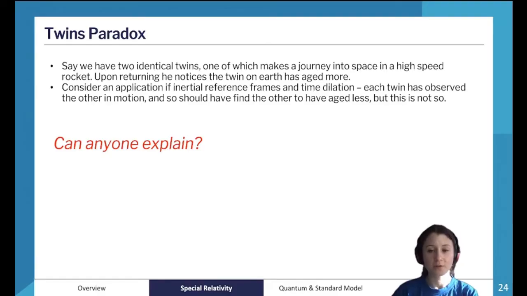Go back to the first few slides that we went through. What was a necessary requirement? We had our reference frames, but what was necessary about those reference frames? Alright, I'll go to the answer now.